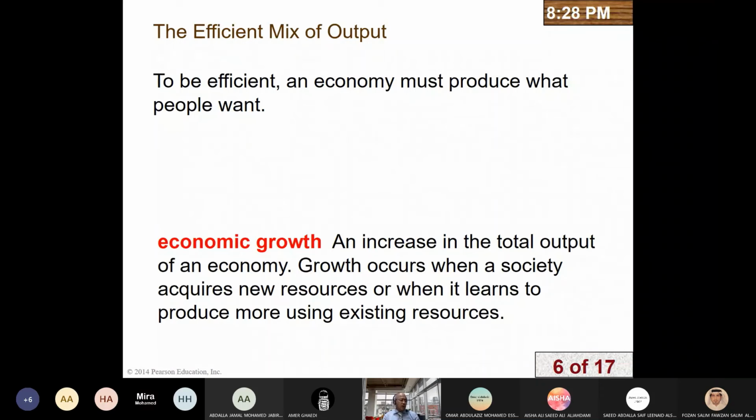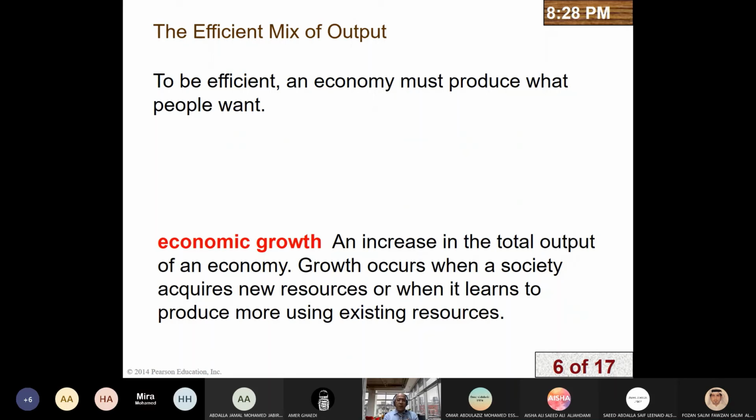So what is economic growth? It is a percentage increase in aggregate output from one year to another. For example, we produced 500 billion dirhams last year, and this year 550 billion dirhams. So there is a percentage increase. We can calculate it. Why is there an increase in aggregate output, which is the economic growth rate? We have four resources.